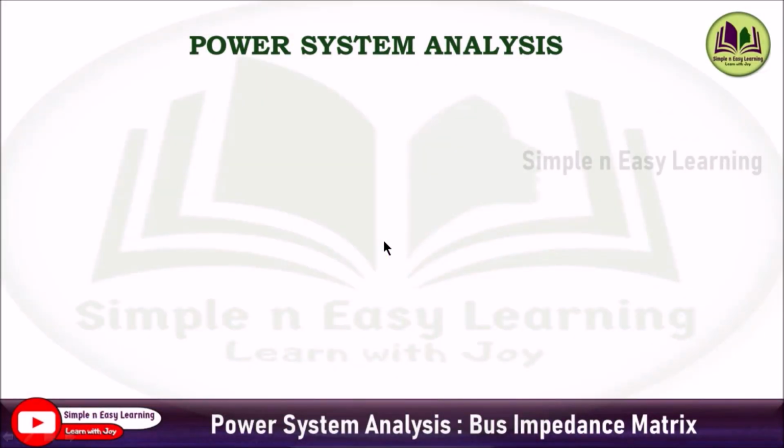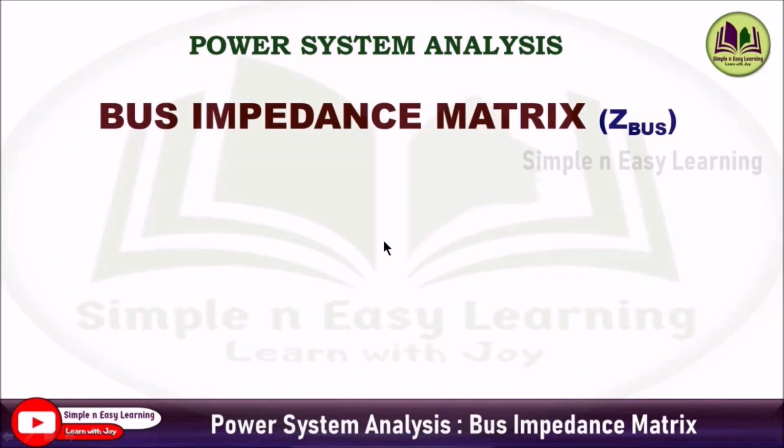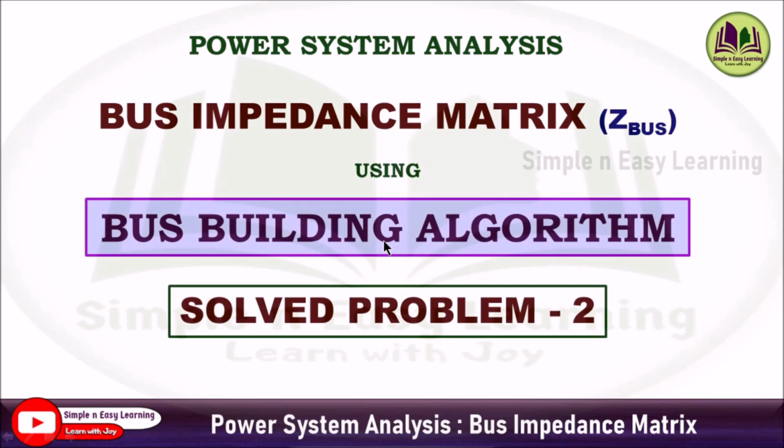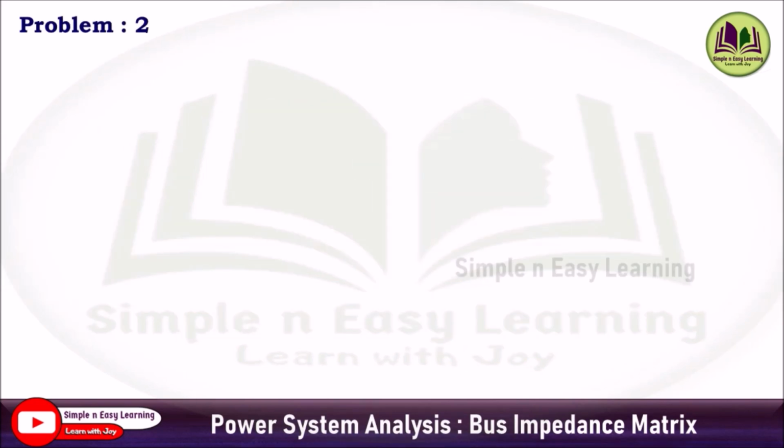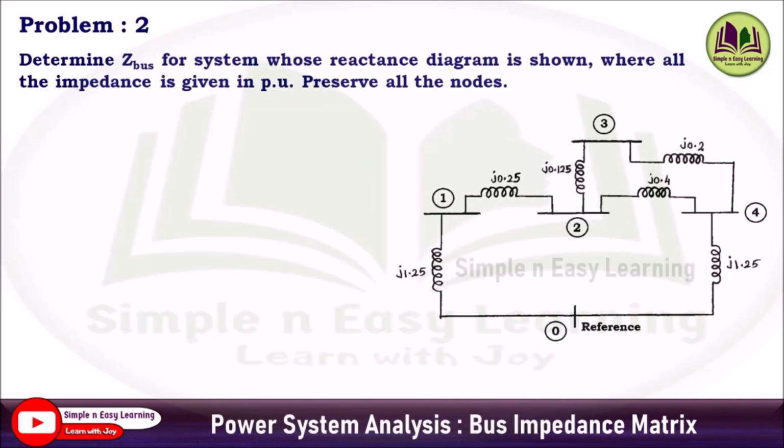Power system analysis. Today we are going to solve a problem in bus impedance matrix using the bus building algorithm. Problem number 2: Determine Zbus for the system whose reactance diagram is shown, where all the impedances are given in per unit. Preserve all the nodes. This is the circuit given in the question, which consists of 4 nodes and a reference node. Now we are going to solve this problem to find the Zbus matrix using the bus building algorithm method.